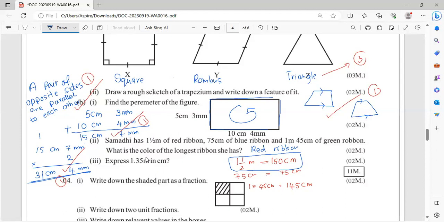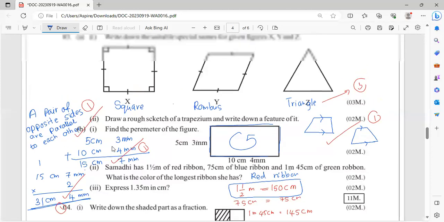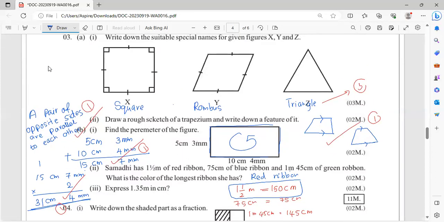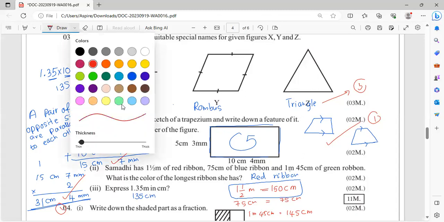Then when you multiply a decimal number with 2 decimal places by 100, the 2 decimal places are removed, like 2 zeros. Therefore, it is 135 centimeters. This is the answer. Okay.